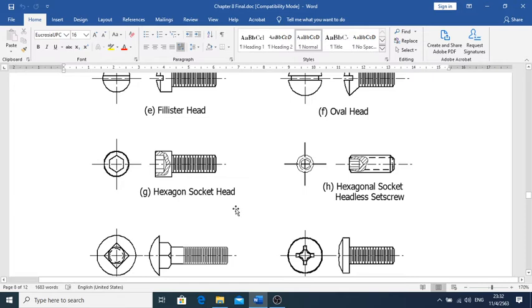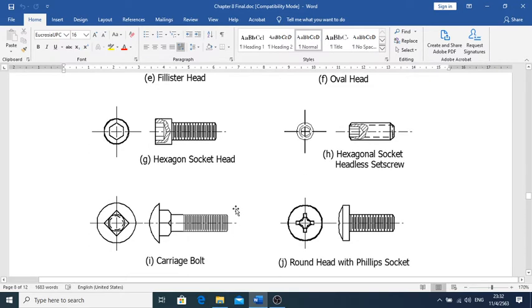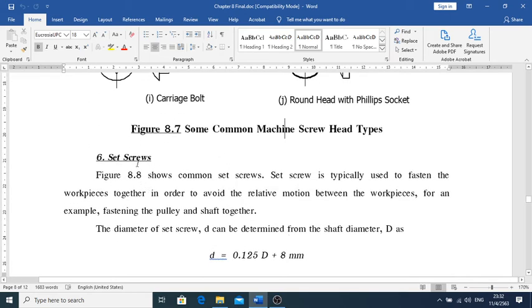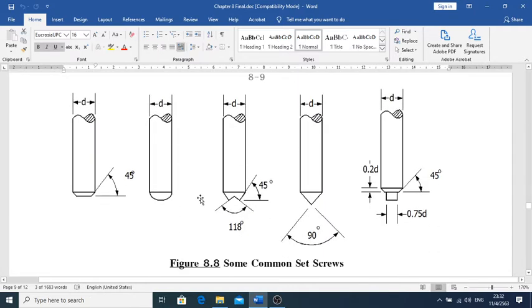Okay, this is the thing where we have a special form. This is going to be the thing that we use frequently. And then the set screw. We have to be careful with the set screw. The set screw is what we use to sit down properly on the workpiece.